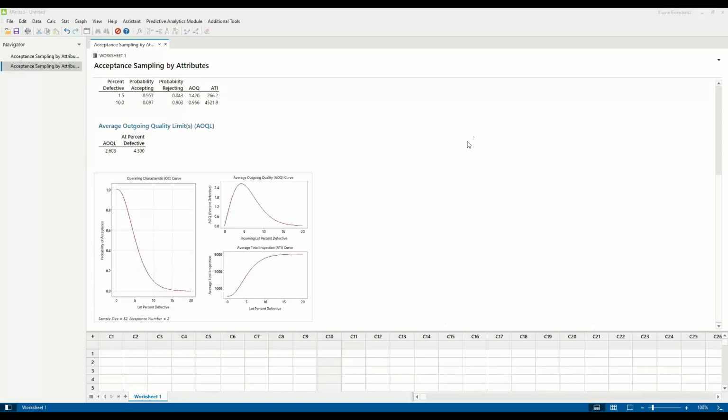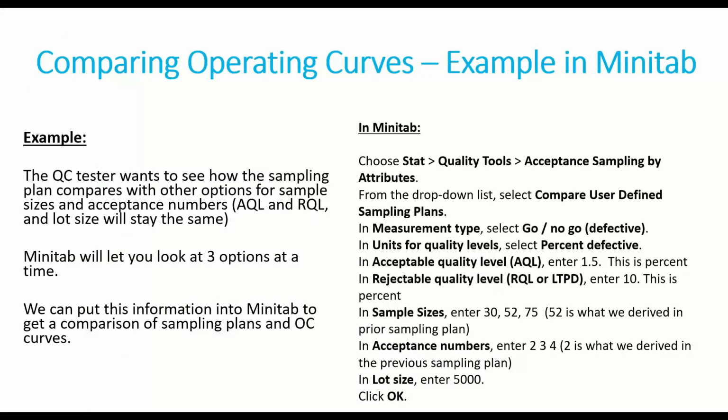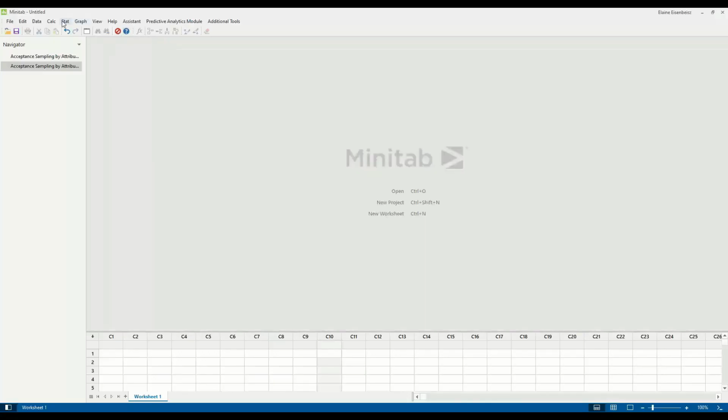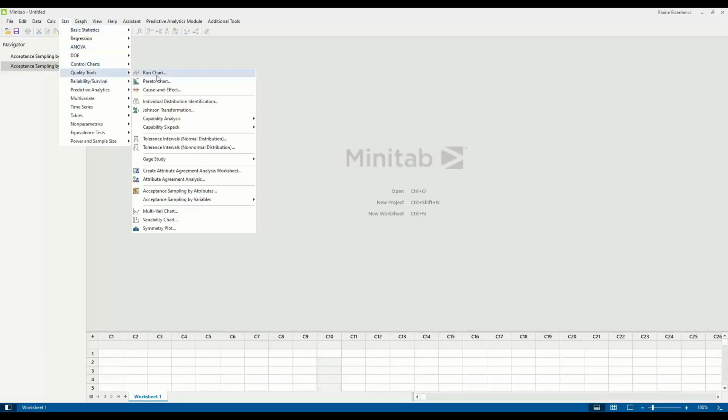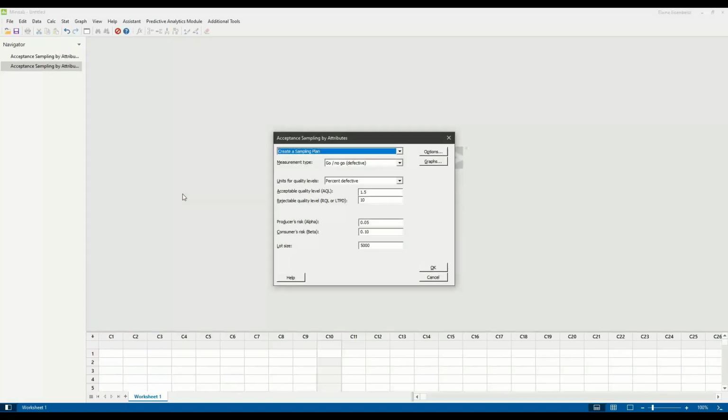Alrighty, let's move on. Okay, so now let's compare some operating curves. You can do this also in Minitab. So let's go ahead and go back into our Minitab screen here. I'm going to go into Stat, and I'm going to go into Quality Tools, and I am going to do Acceptance Sampling by Attributes again. And now I'm going to compare user-defined sampling plans. That's going to be up here.